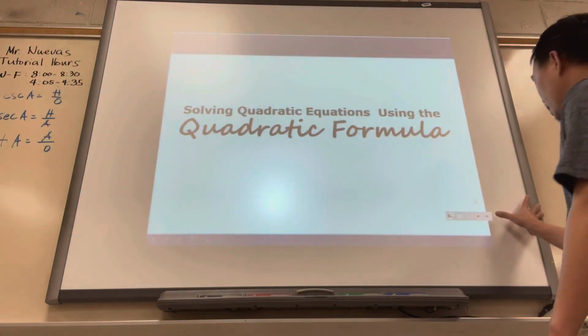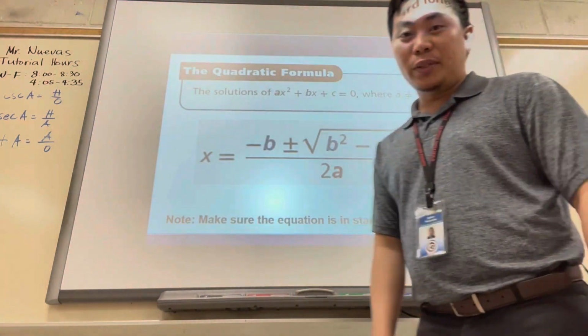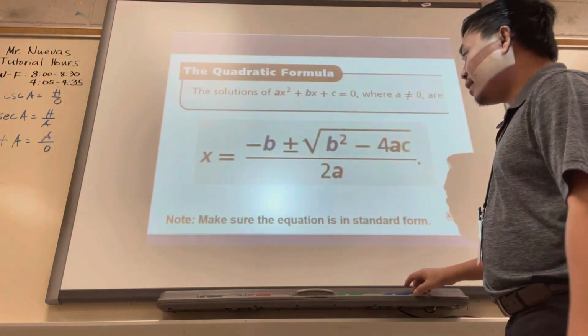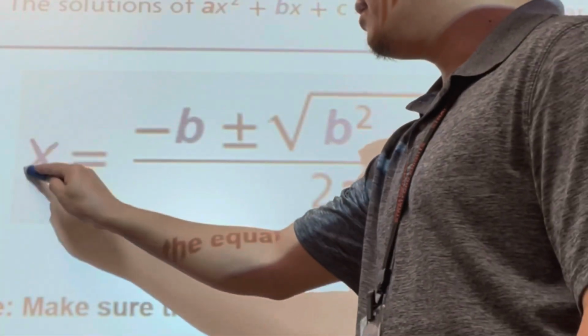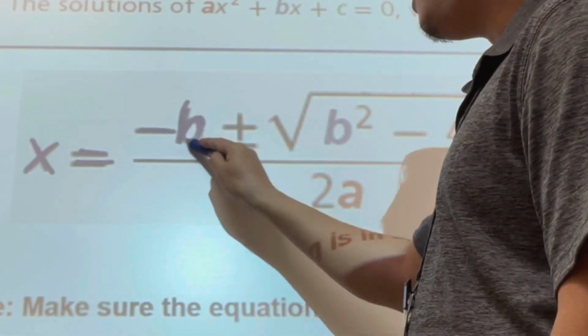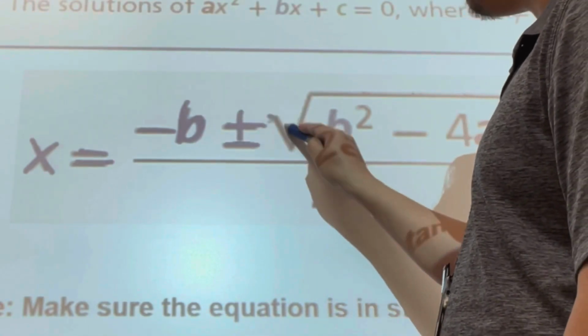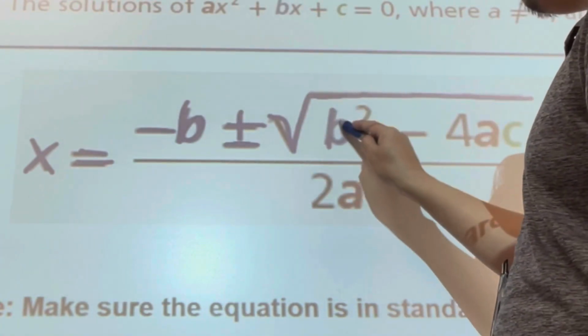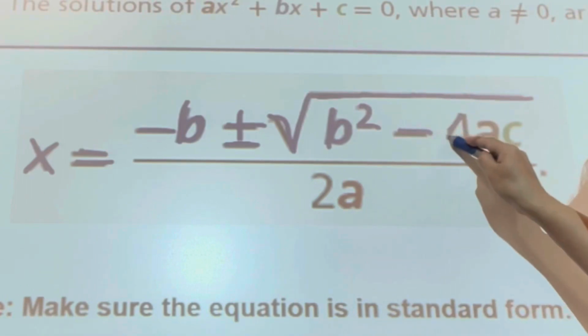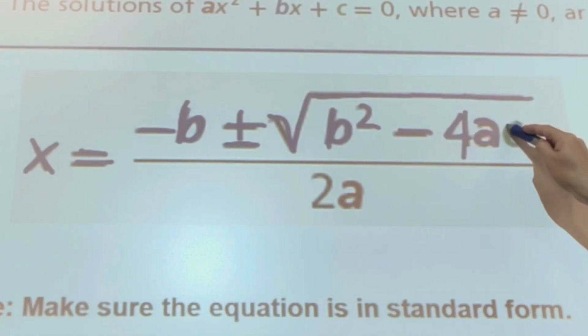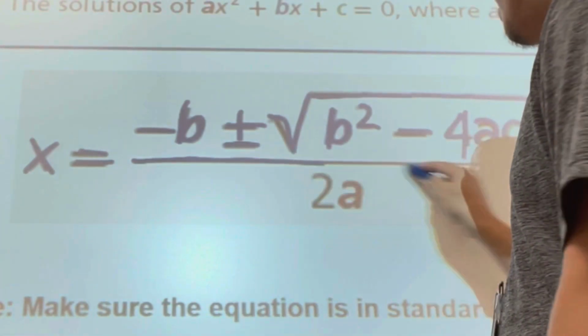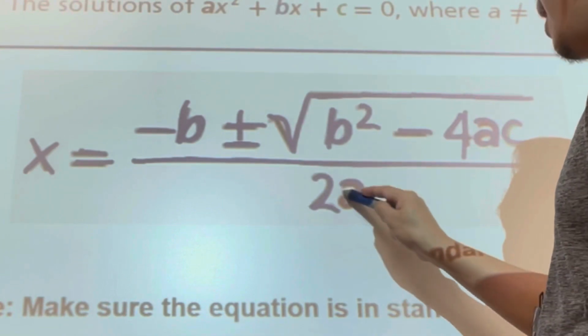So, first, the quadratic formula is x is equal to negative b plus or minus the square root of b squared minus 4 times a times c, all over 2 times a.